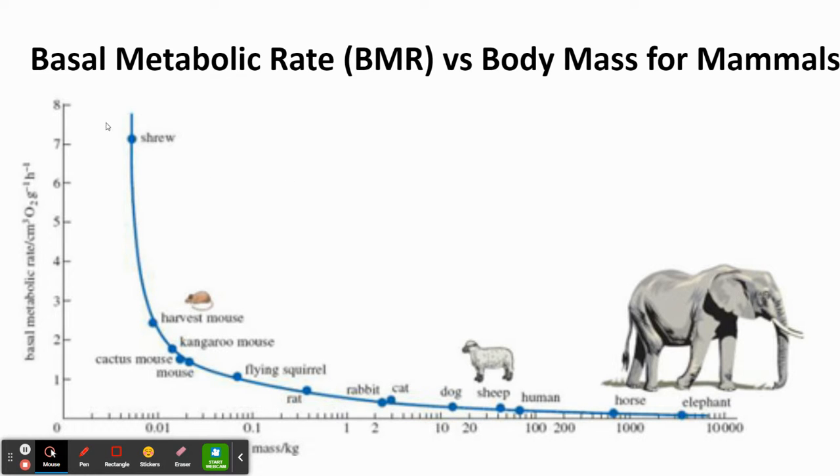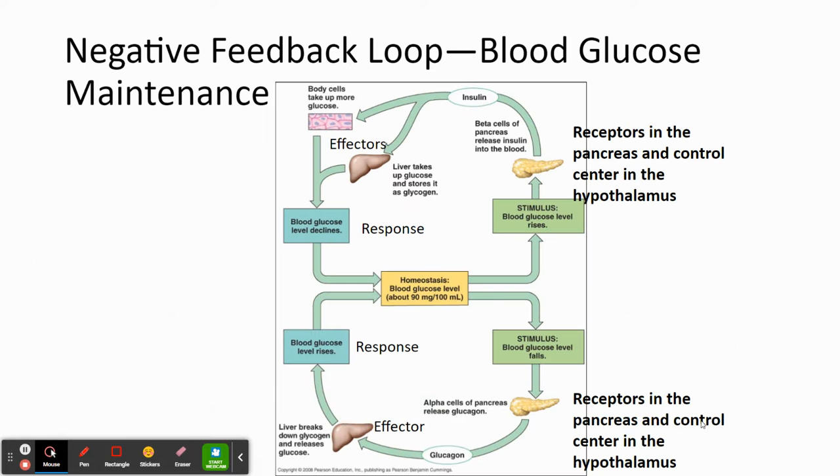Very small animals have very high basal metabolic rates. Large animals have very low metabolic rates. Okay, the shrew's heart might beat 300 to 400 times per minute, whereas in the elephant, it may be 15 to 20 times per minute. A blue whale would be even lower than that. A blue whale has a heart so big you could walk through it.